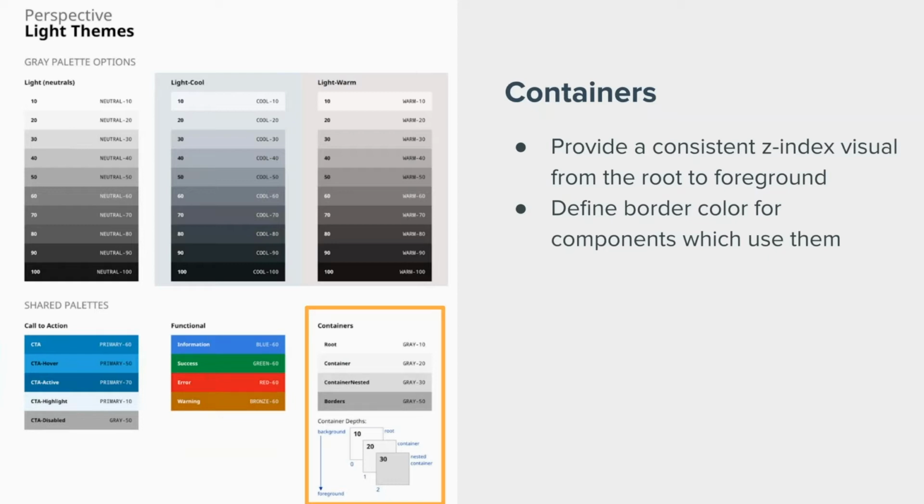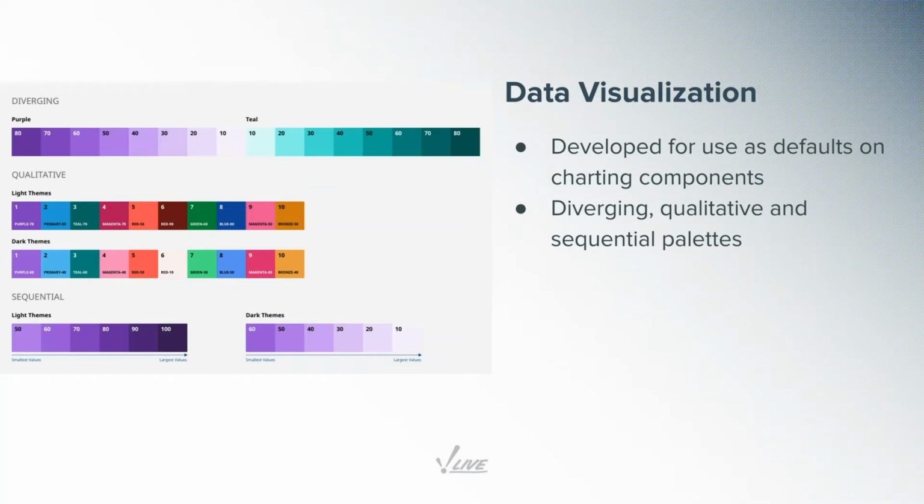Finally, we have that pseudo palette that I mentioned, which are the containers. You can see that these are just leveraging the grays 1 through 10, 20, 30, and 50 to define 3 different levels of containers. They move from back to front within an application, from the root, which is maybe the background of your default view or your root view, moving forward to containers and nested containers, and then they all have that consistent border palette defined.